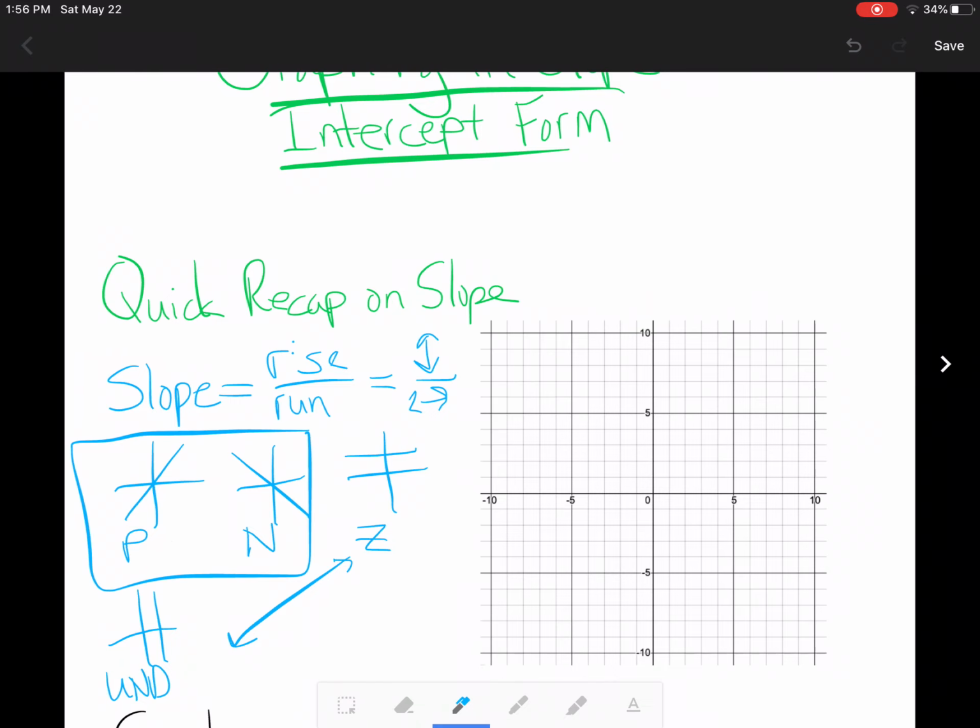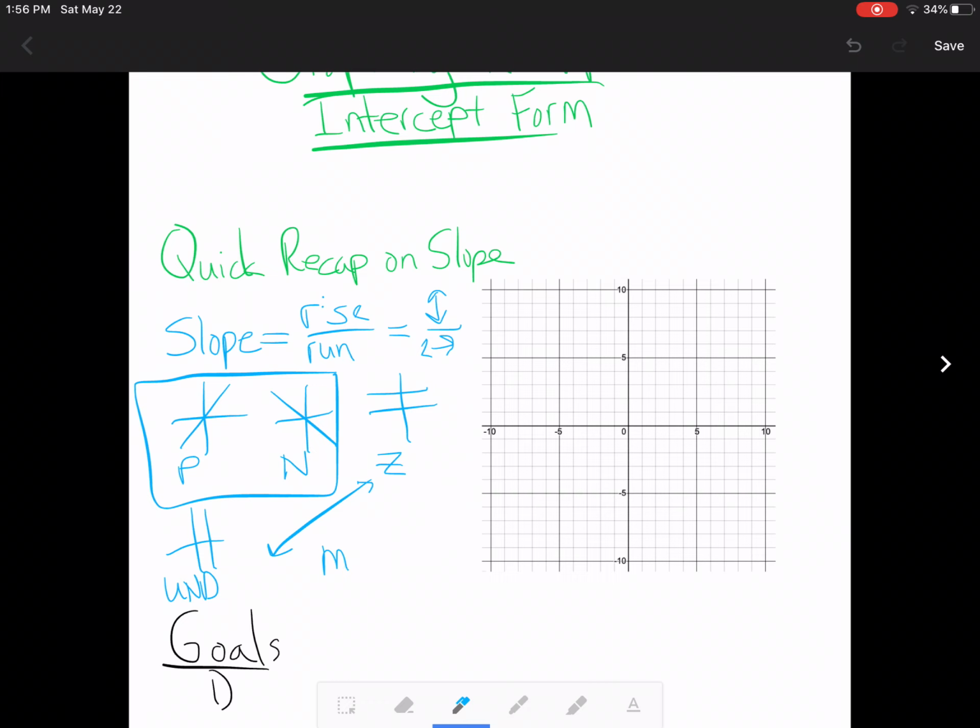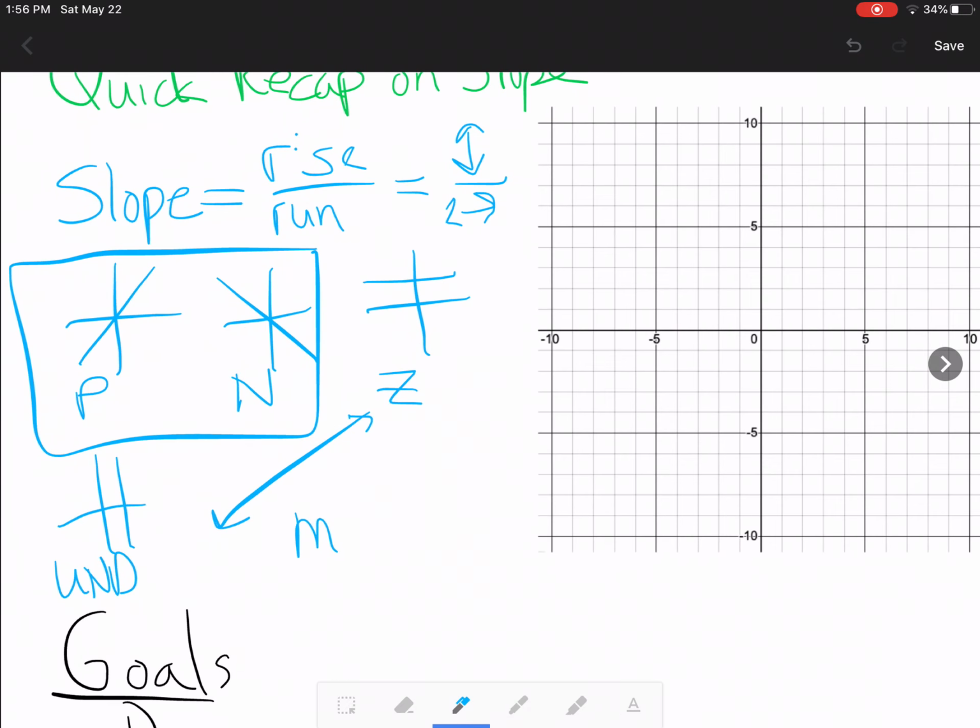I also want to remind you that sometimes we have slope, which is usually denoted as m, as a whole number. So let's just say m equals 2. That could be thought of the same way as saying 2 over 1. Okay, because some students get confused by that. Now we'll take a look at this in a second.